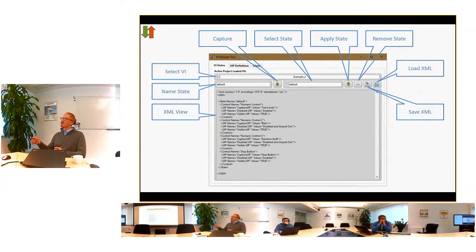And then you get the states that you've captured available in the state selector. So the state selector will allow you to work with any of the states that you've captured before. Then you will be able to apply these states. If you are not satisfied with them, you can remove them. You can save this configuration to an XML file so that you can edit it in other tools, and you can load it from an XML file.